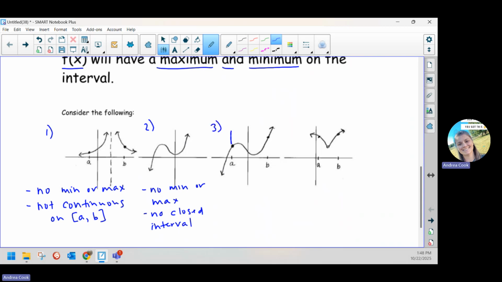Example 3, we're looking at from A to B, and you can see that on that interval there is a maximum and there is a minimum. Actually, this is higher, so that is not going to be my maximum here. My maximum's actually over here. So this graph has a min and a max, and that's because it's continuous on the closed interval from A to B.